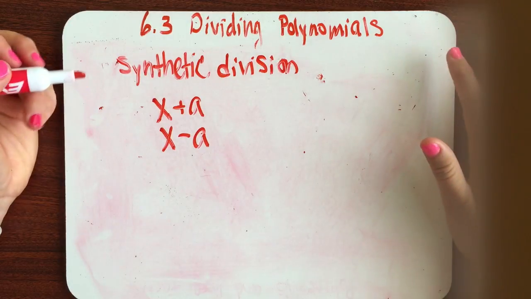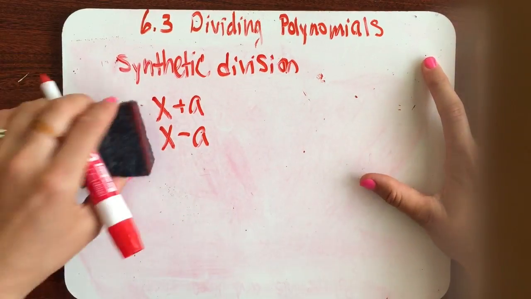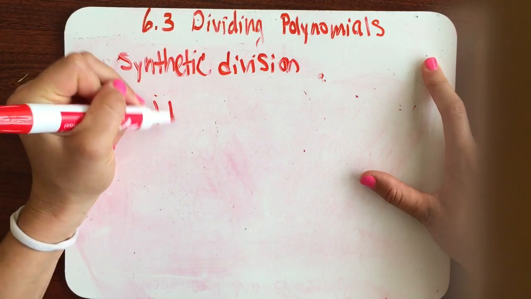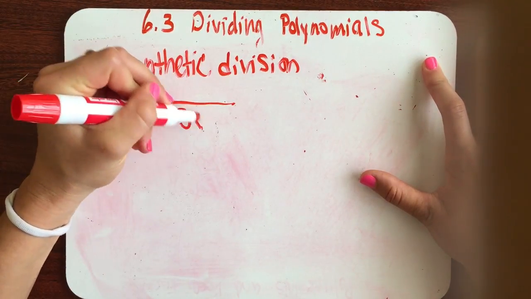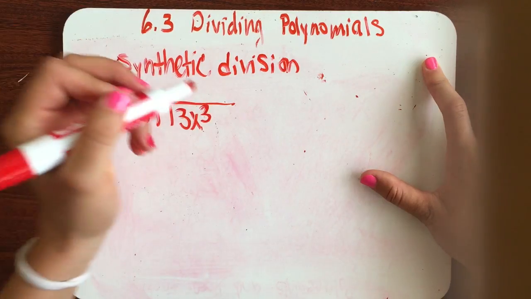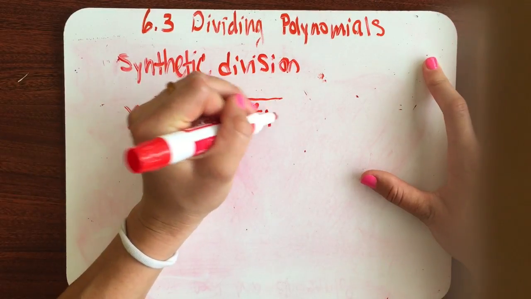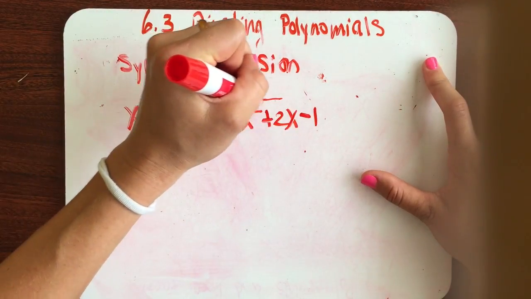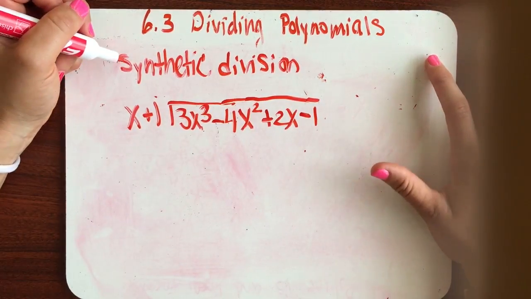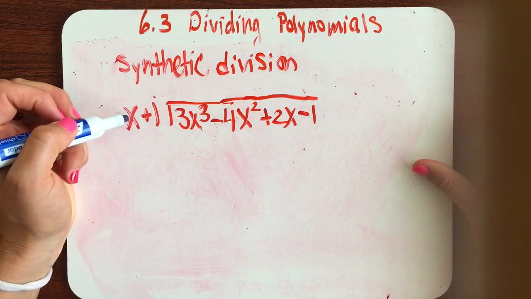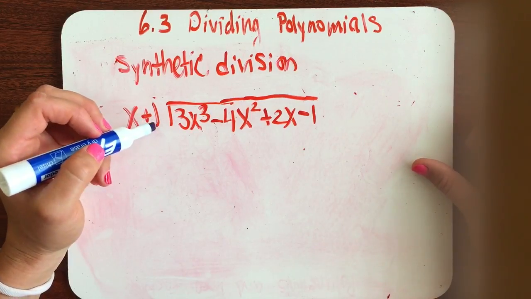So let's say we're going to divide x plus 1 into 3x cubed minus 4x squared plus 2x minus 1. In order to use synthetic division, in the long run, if we know what we are dividing and if it's going to be a factor, then I know that x equals negative 1 will be the x-intercept.